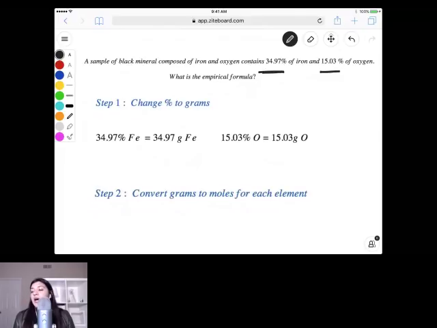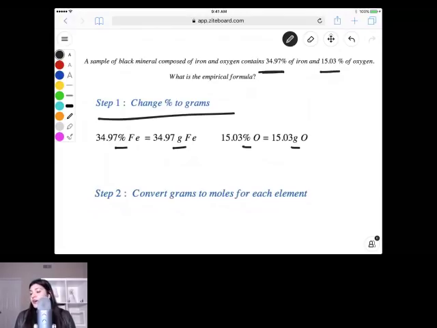So right off the bat, when you see these percentages, your first step, just change it to grams. There is no trick with that. Notice that I did not convert anything. I literally just, instead of putting percent, changed it to grams. So that's always step number one whenever you see these percentages.